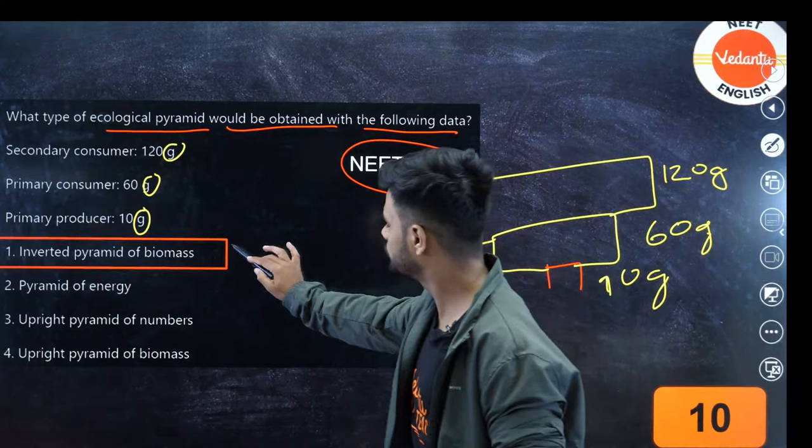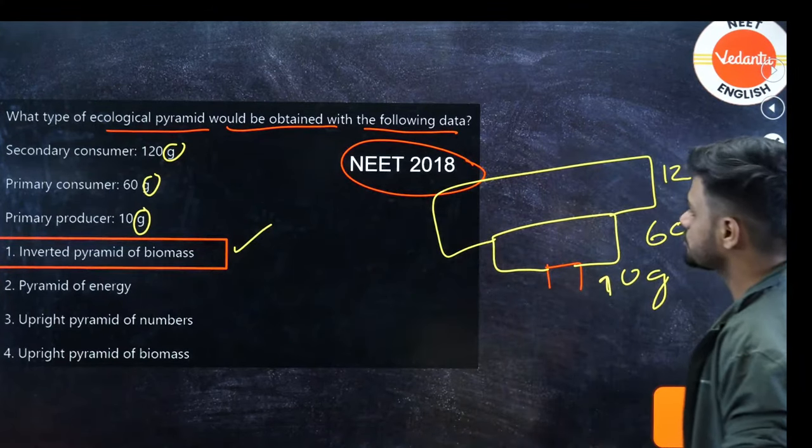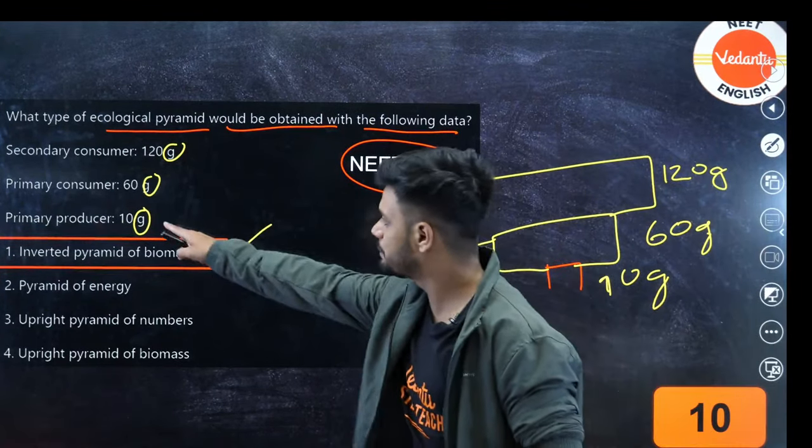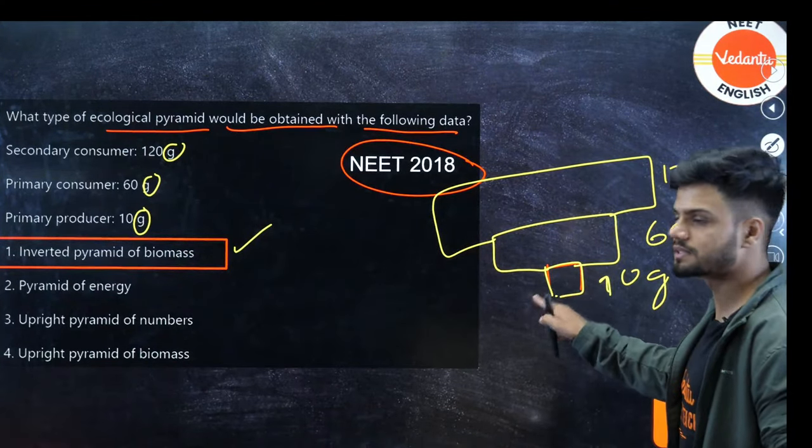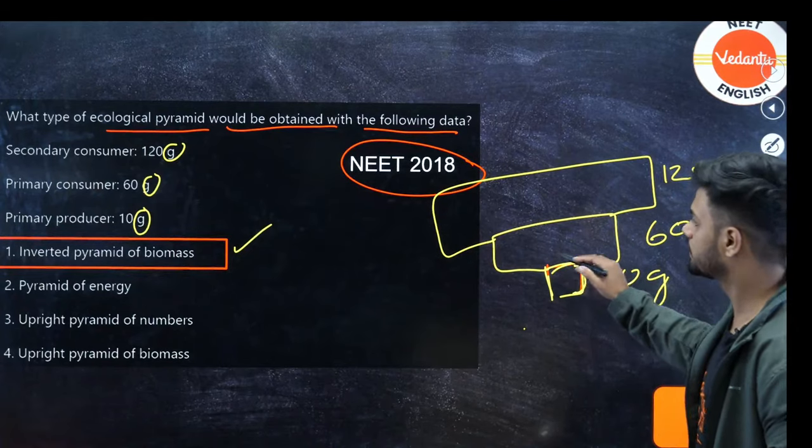The inverted pyramid of biomass. So the first one is, see, always write primary producers first. We will always write primary producers. Primary producers are always first. So first, then you next.